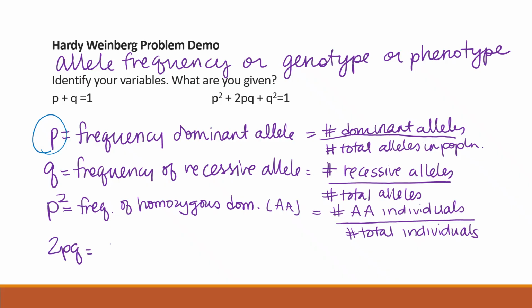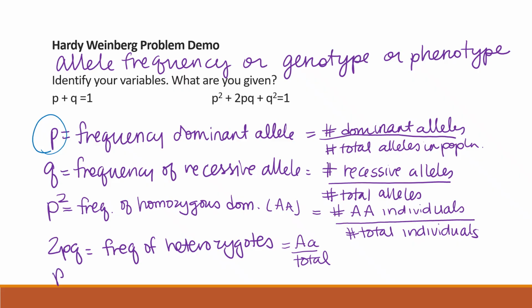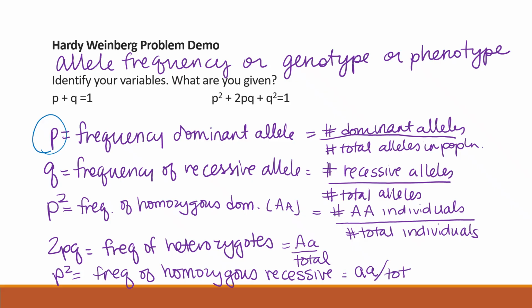2pq is the frequency of heterozygotes. And I'm running out of room, but that will just be the number of heterozygote individuals divided by the total. And then q squared is equal to the frequency of homozygous recessive. So that'll be the number of little a individuals divided by the total.